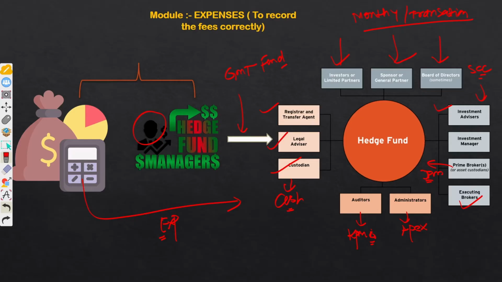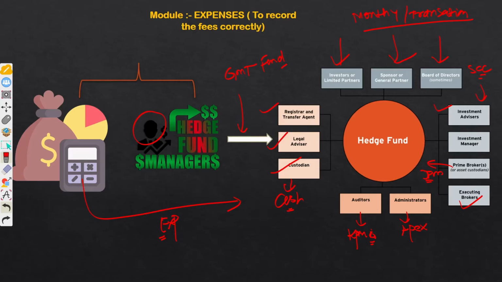If it is weekly, then it will receive weekly transactions. If it is yearly, then throughout the year you will have to carry those expenses as accrued expenses, and at the end of the year you can make the payment of those expenses. So that's how expenses come into the picture in a fund business.